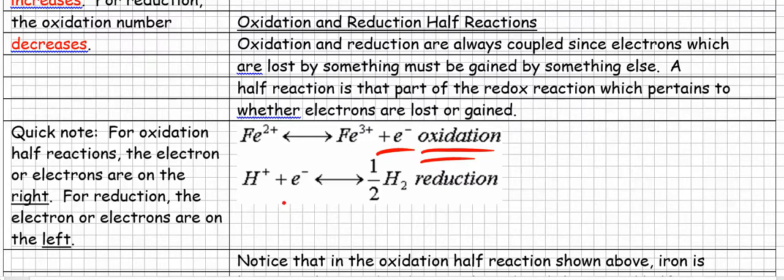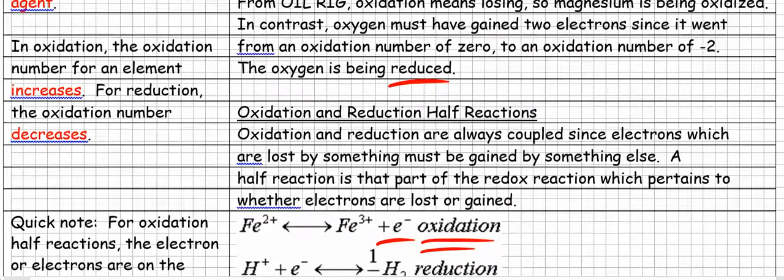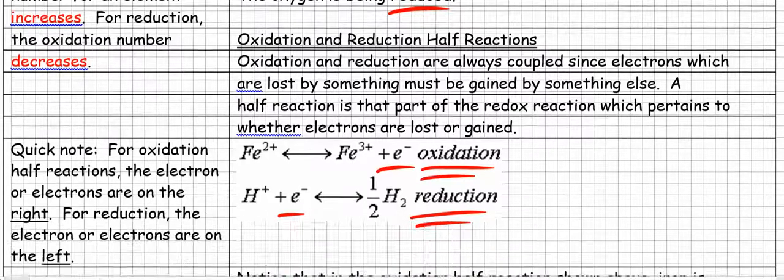For a half reaction involving reduction, you're going to gain an electron. Here it is. You'll see that electron on the left-hand side. So one more time. If you have a half reaction that is an oxidation half reaction, the electron will be on the right. But if it's a reduction half reaction, the electron will be on the left. All right? The electron will be on the left. Notice that in the oxidation half reaction shown above, iron is losing an electron. Oxidation is losing. Right? Oxidation is losing.